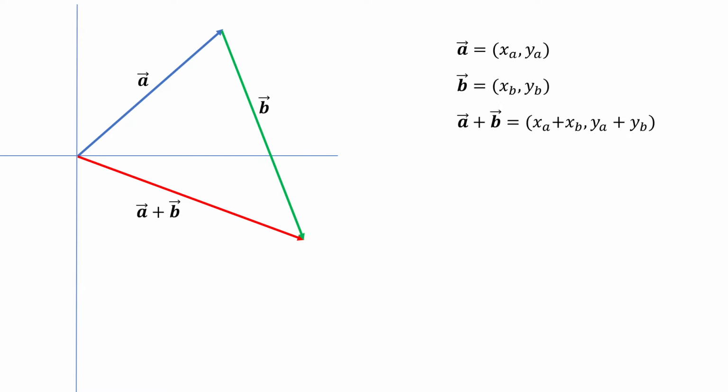So you take one vector, then you start the second vector at the end of the first vector, and the sum of two vectors is the vector that connects the beginning of the first vector with the end of the last vector. All right? Now let's look at a different way of adding two vectors, which is sometimes also useful.